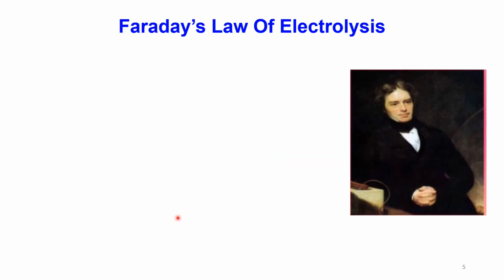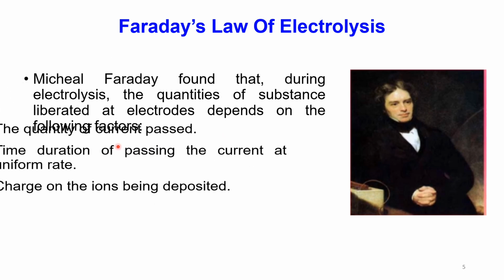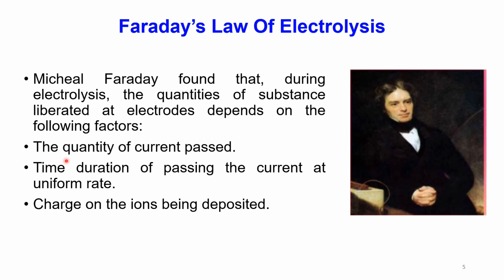So let's go for the last part of this topic, Faraday's law of electrolysis. This scientist, Michael Faraday, found that during electrolysis, the quantities of substance liberated at electrodes depend on the following factors. So what are those factors? First, the quantity of the current passed, second, the time duration of passing the current at a uniform rate, and the last factor is the charge on the ions being deposited.